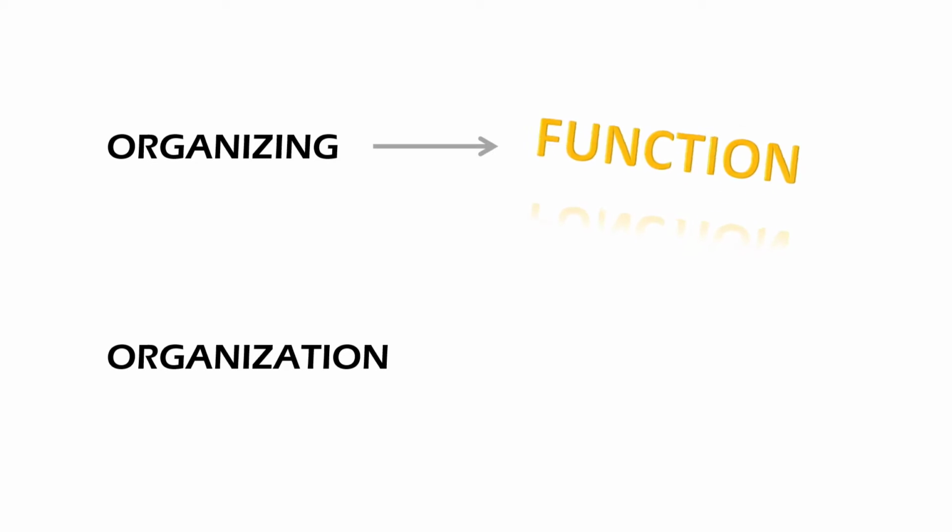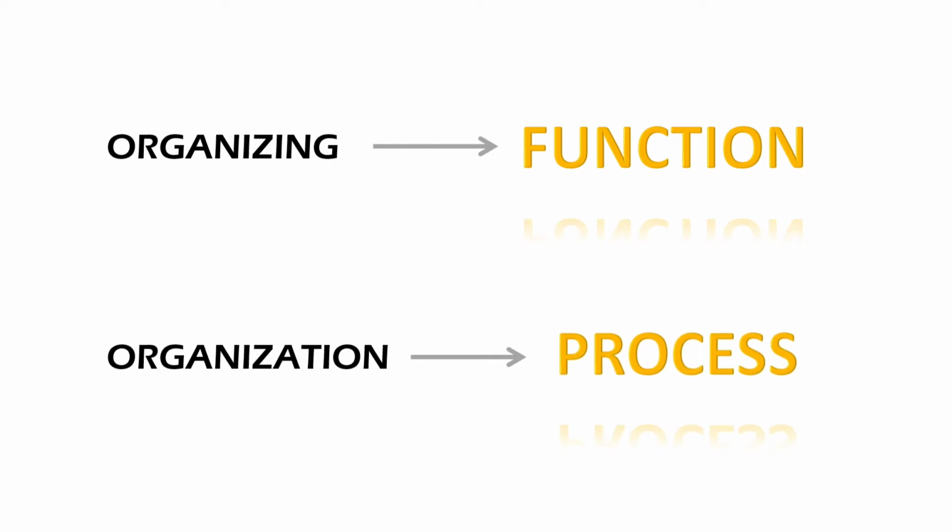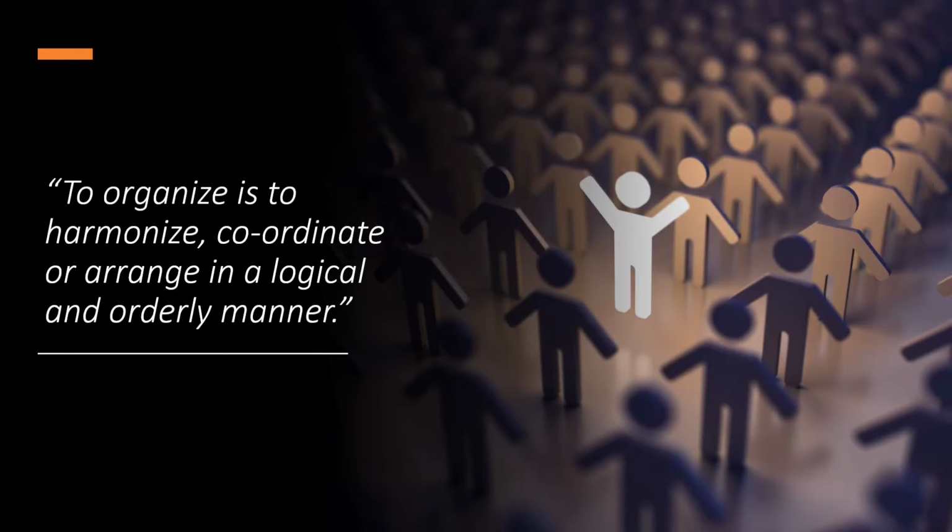Organizing is the managerial function, and the function of organizing is known as process of organization. Don't get confused with these two words. Organizing is a function, organization is a process. The basic essence of organizing goes somewhat like this. To organize is to harmonize, coordinate, or arrange in a logical and orderly manner.